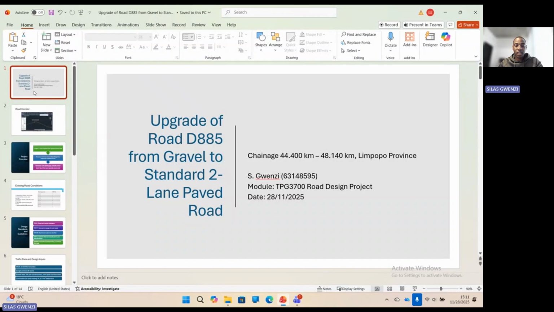I'll be presenting the design for the upgrade of Road D885 from a gravel surface to a standard two-lane two-way paved road. This project covers a section from Chainage 44.4 kilometers to Chainage 44.14 kilometers in Limpopo province. Over the next 15 minutes, I'll walk you through the design process, including the geometric layout, pavement structure, drainage design, and software-aided modeling.